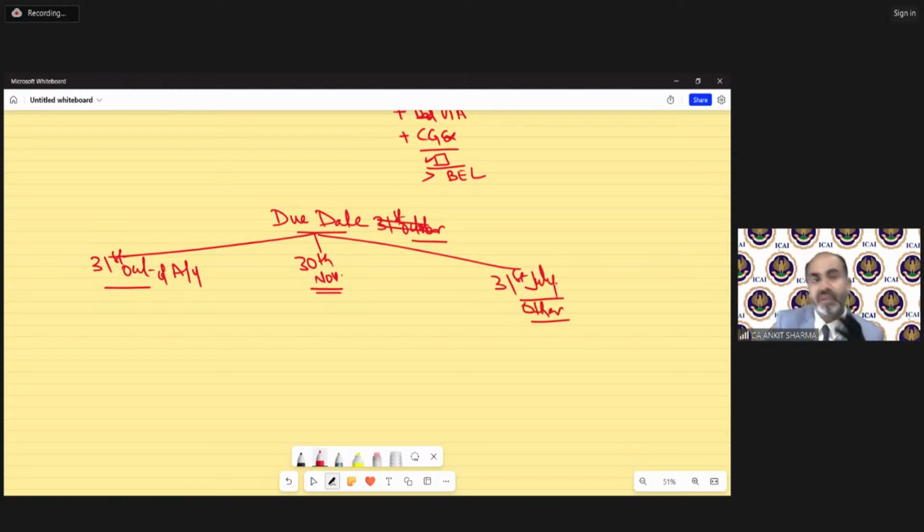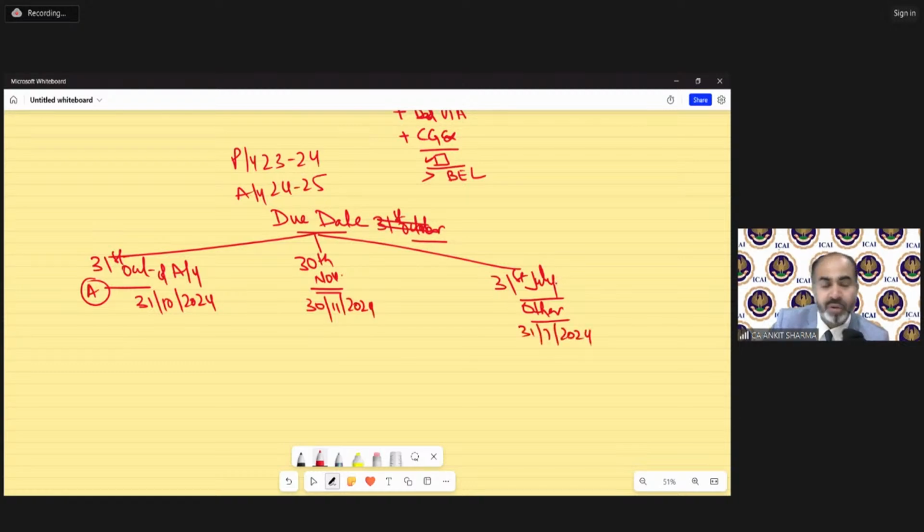So those who fall in this category need to file their income tax return by the due date, that is 31st October. For previous year 23-24, assessment year 24-25, we are talking about the dates: this is 31st October 2024, this is 30th November 2024, and that is 31st July 2024. So all companies need to file their income tax return till 31st October of the assessment year. So a company will fall in category A.